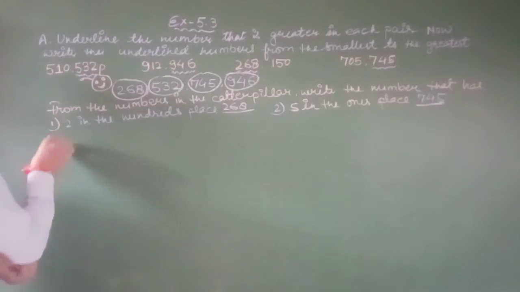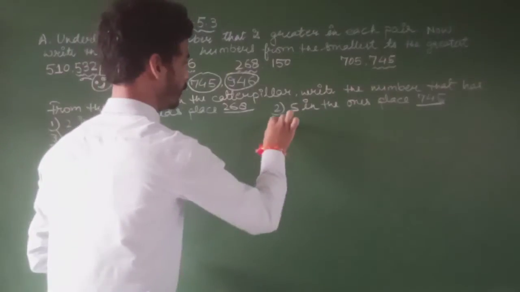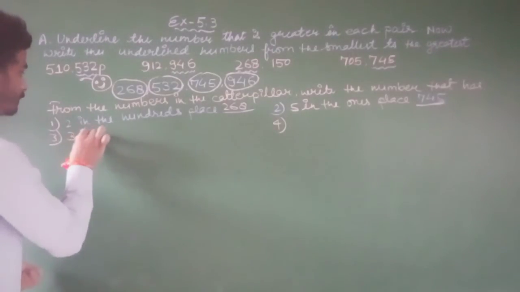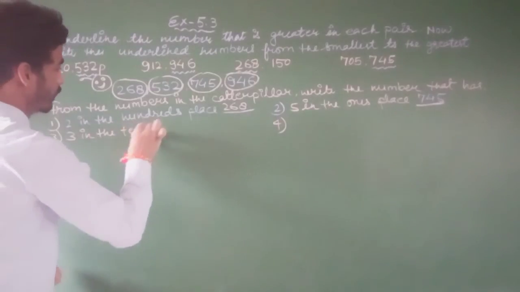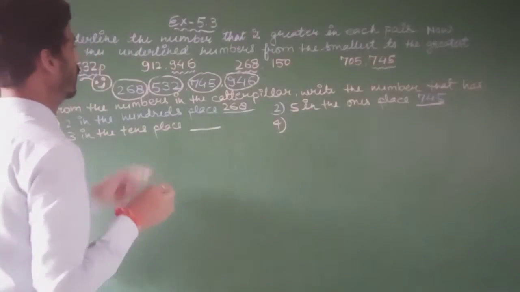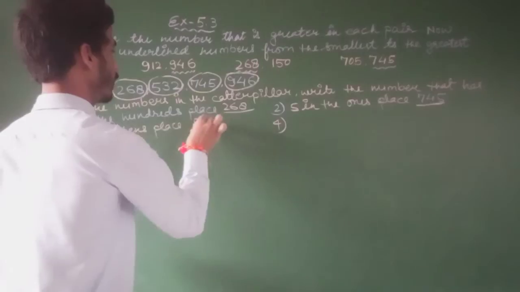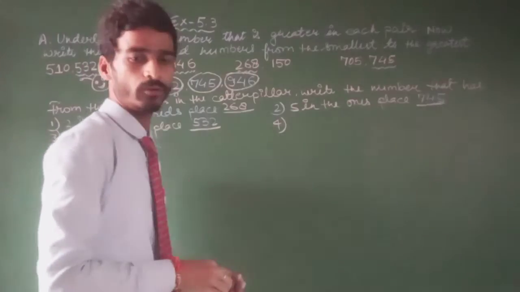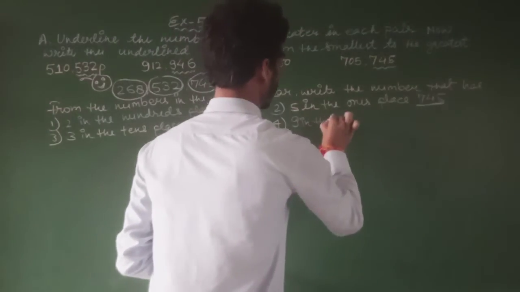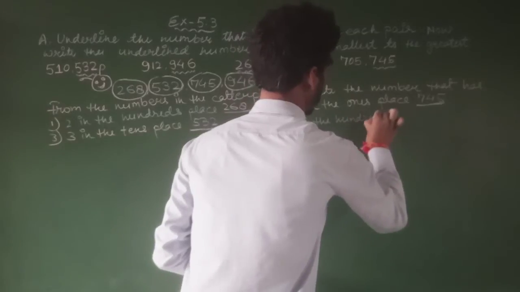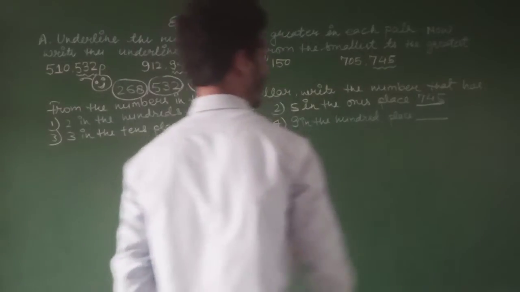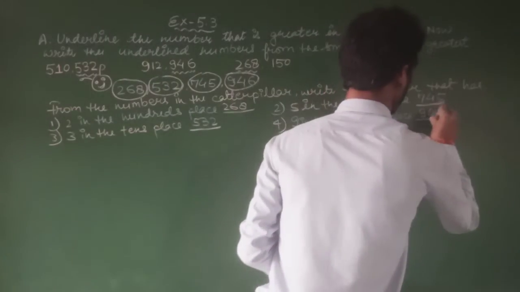Question number third is 3 in the tens place. In which number is 3 in the tens place? In 532, 3 is in the tens place. And the fourth question is 9 in the hundreds place. In which number is 9 in the hundreds place? In 946, 9 is in the hundreds place.